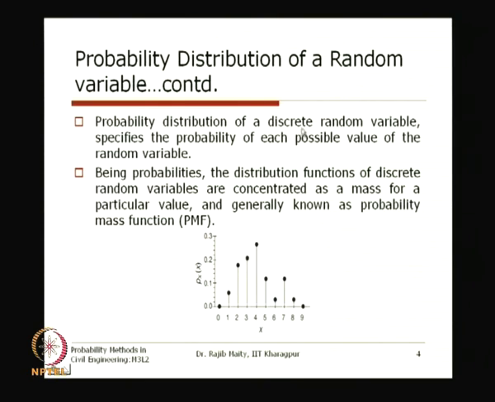On the other hand, the continuous random variable can take any value over the entire support of the distribution, or the entire range of that random variable.